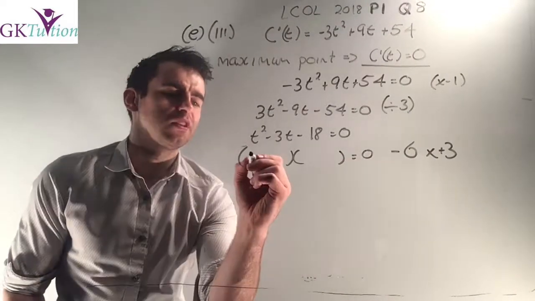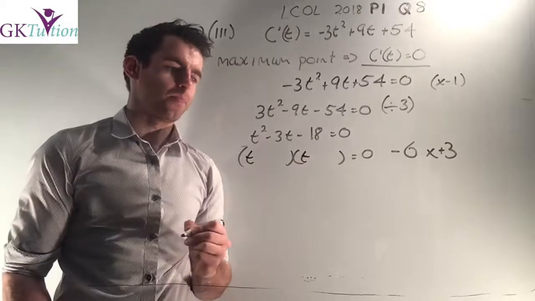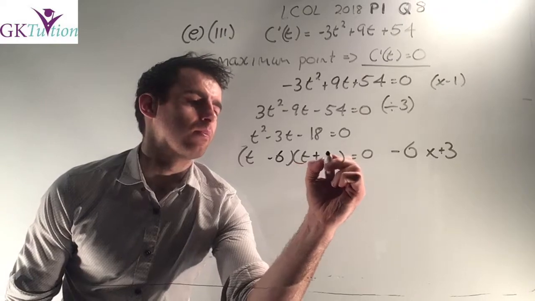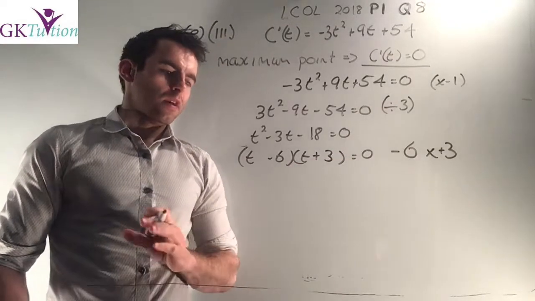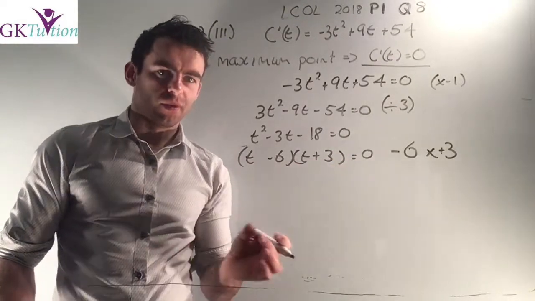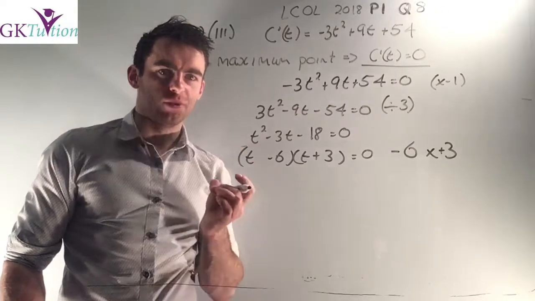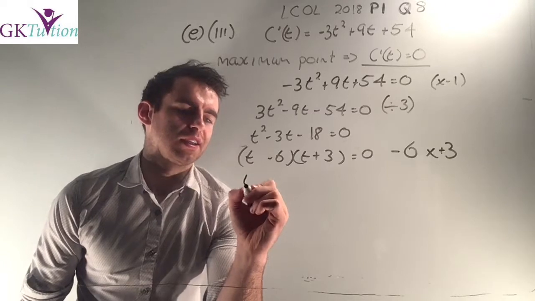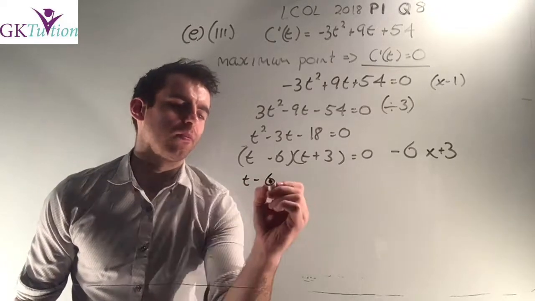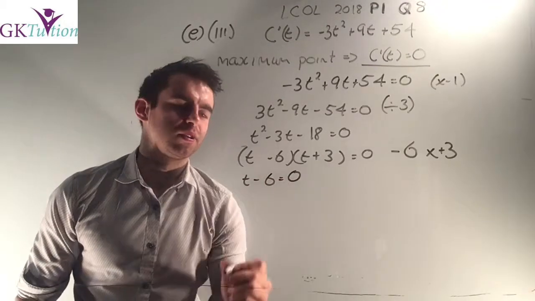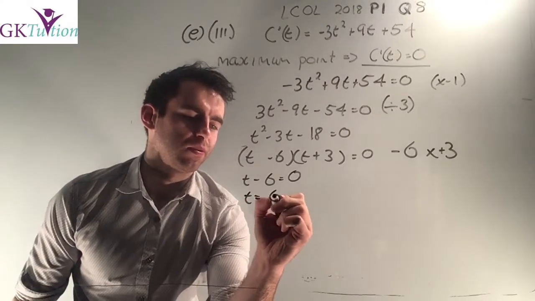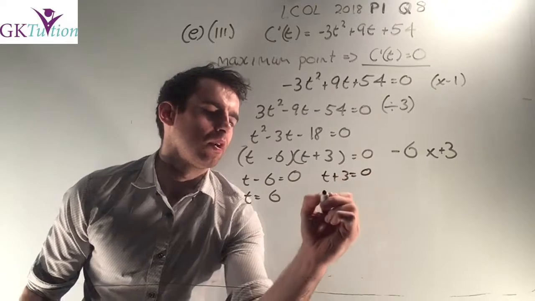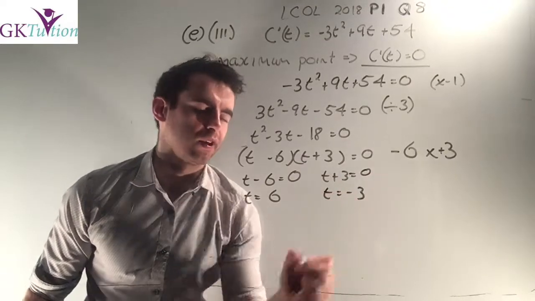The factors of t squared are just t and t. The factors of minus 18 that I'm going to use are minus 6 and plus 3. So they're my factors, but obviously that's not what I'm looking for. I'm looking for the actual values of t. In order to find the values of t, I just need to let each one of these equal to 0. I can let t minus 6 equal to 0, which means that t is equal to plus 6, or I can let t plus 3 equal to 0, which means that t is equal to minus 3.